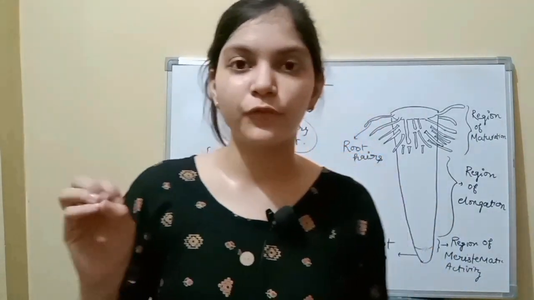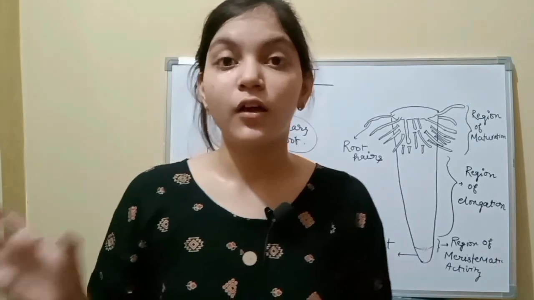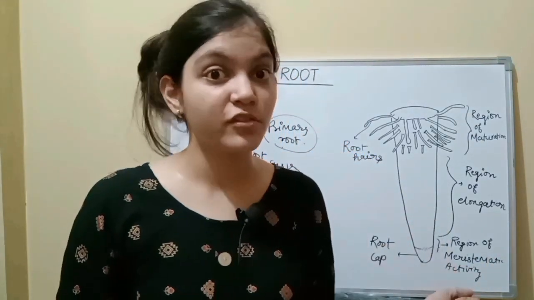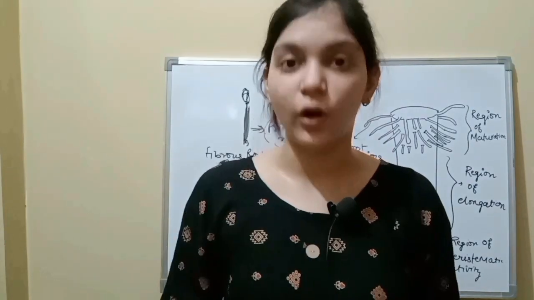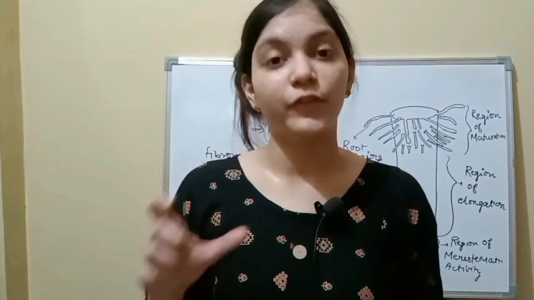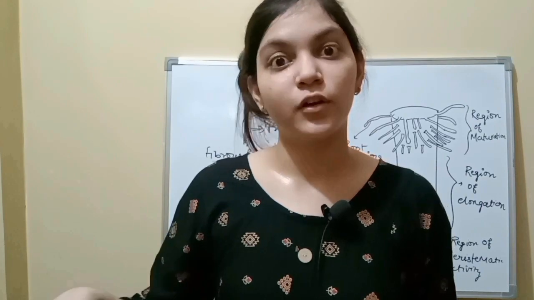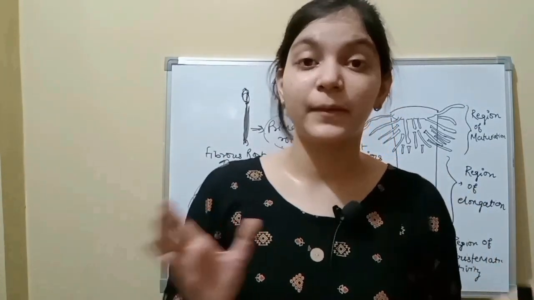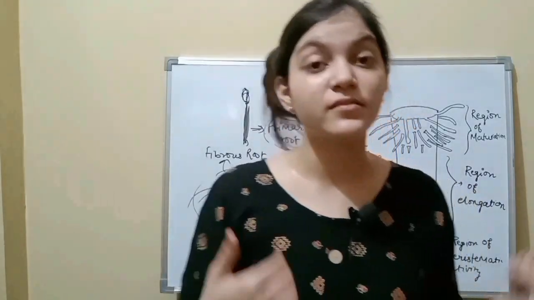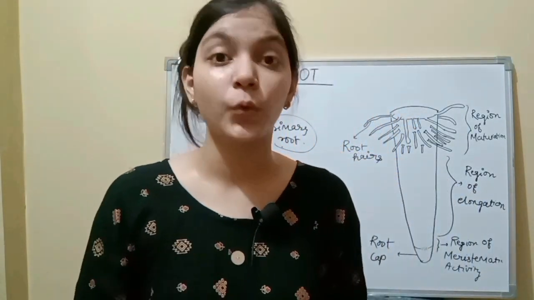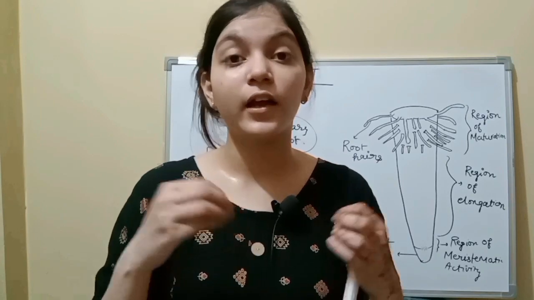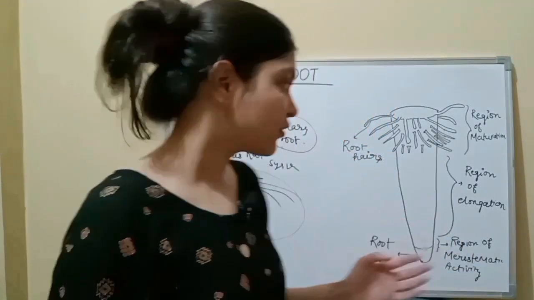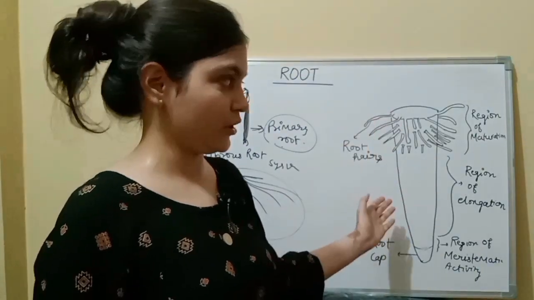Let's suppose a few cells are still in the phase of division, but they are present in the elongation zone. But when they elongate, their rate of division decreases to zero and they increase their distance from the meristematic activity. So in this zone the cells are elongating, increasing in their size. Now the next zone is the region of maturation.